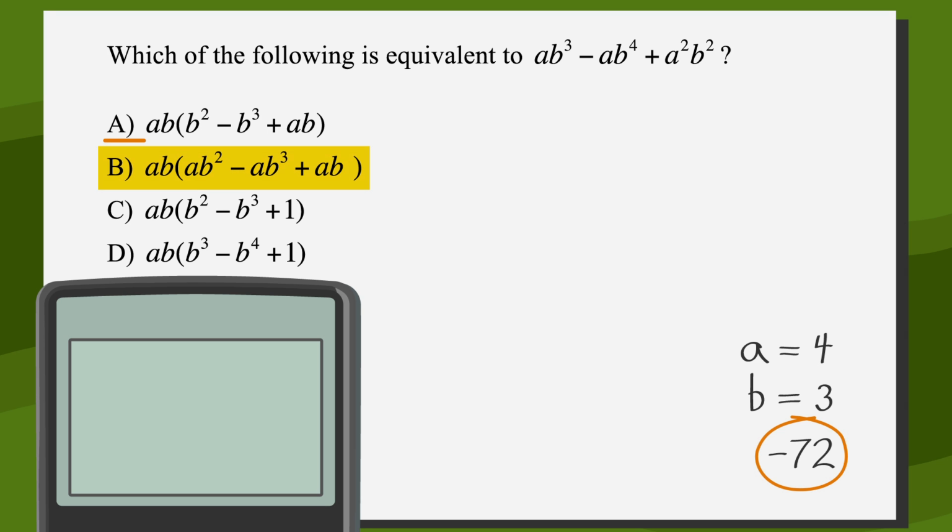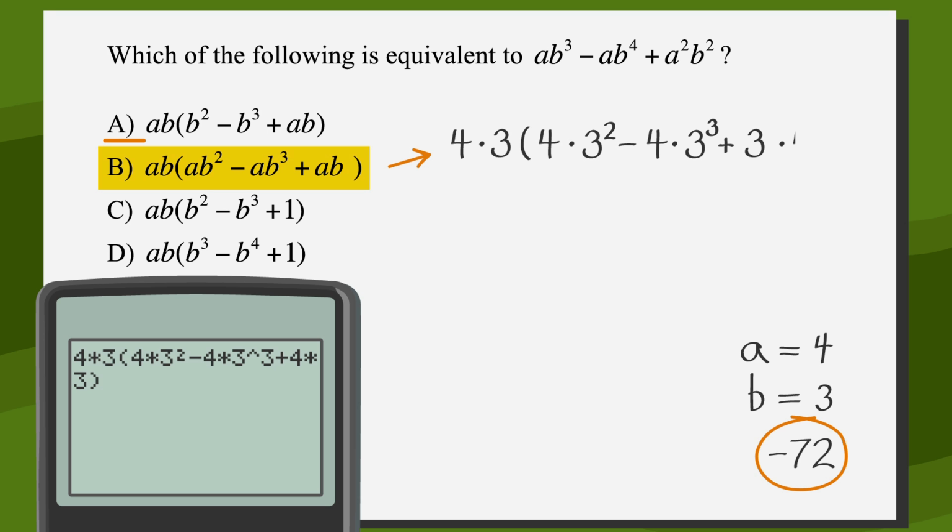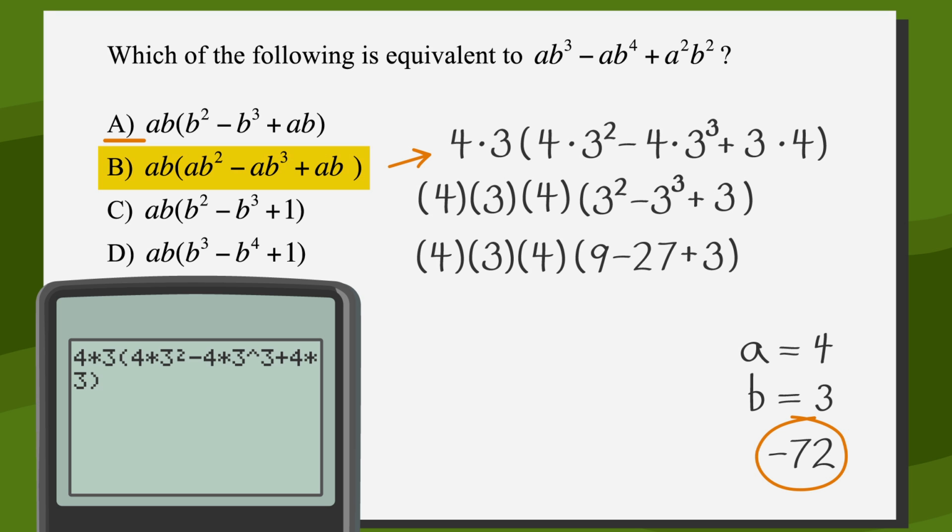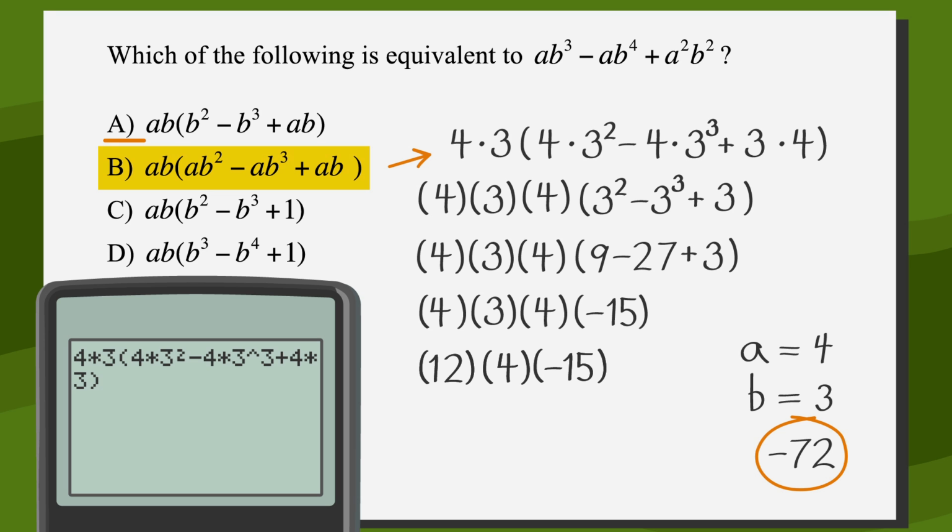Next is choice B. On the calculator section, enter 4 times 3 multiplied by 4 times 3 squared minus 4 times 3 cubed plus 4 times 3. On the no calculator section, we'll do it by hand. First, let's factor out a 4. Then we'll deal with the exponents to get 4 times 3 times 4 times 9 minus 27 plus 3, which simplifies to 4 times 3 times 4 times negative 15. 4 times 3 is 12, and 4 times negative 15 is negative 60. And 12 times negative 60 is not equal to negative 72, so cross off B.